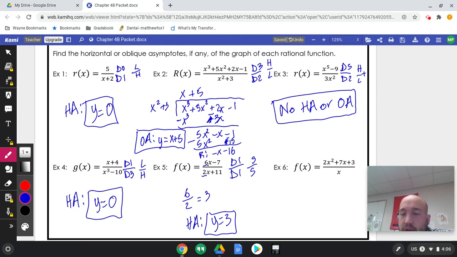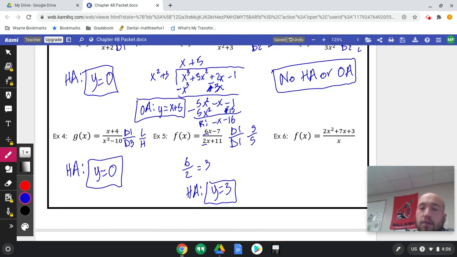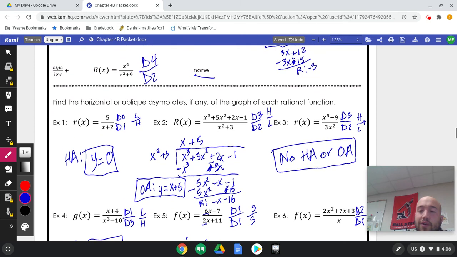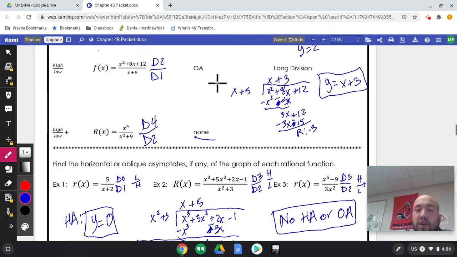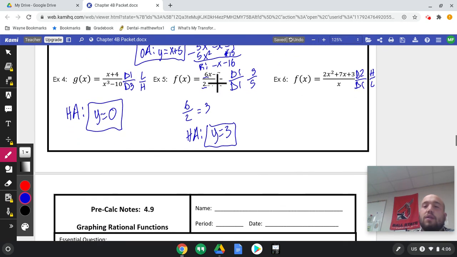And our final one here, degree 2 over degree 1, high over low. However, it's just 1 away, 2 over 1. So remember, high over low, there's no horizontal asymptote, but there's an oblique asymptote. We have to do long division to figure out where.